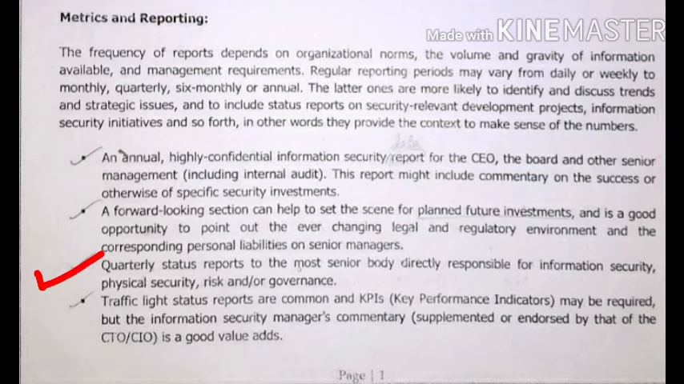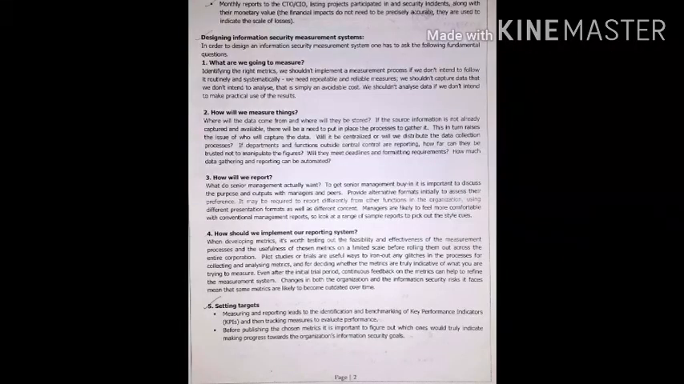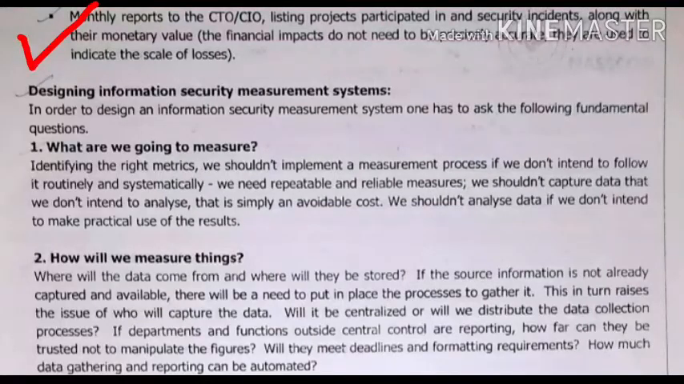Quarterly status reports to the most senior bodies directly responsible for information security, physical security, risk, and other governance. Traffic light status reports are common and KPIs may be required, but the information security manager's commentary is good and value added. Monthly reports to CTOs and CIOs, listing project participants and security incidents along with their monetary values.